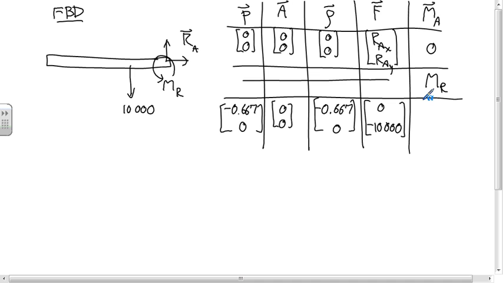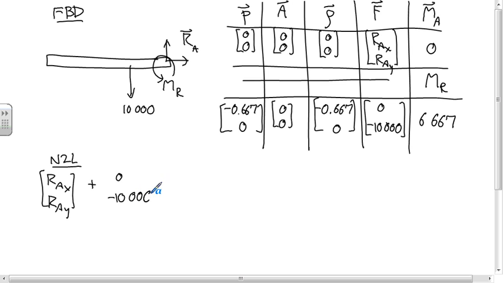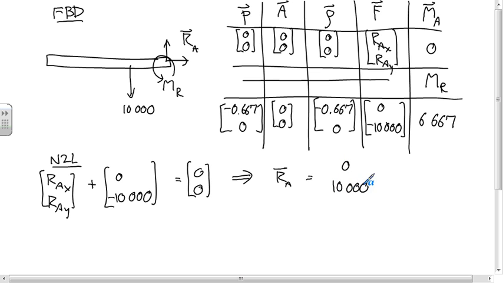And so the answer is 6,667 Newton meters. And so now put it into Newton's laws. Newton's second law says Ra plus 0, negative 10,000 is equal to 0. And you can just solve that right off the bat. So the force vector Ra is equal to 0, positive 10,000 newtons.